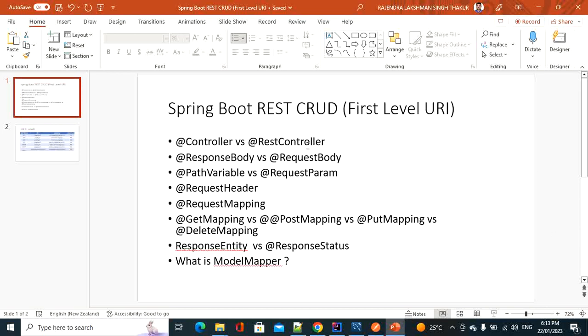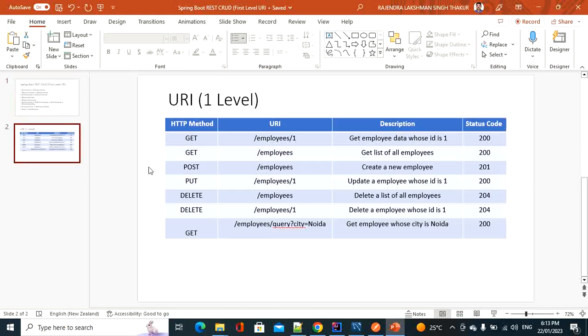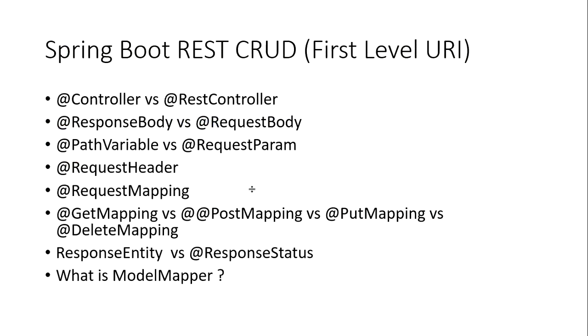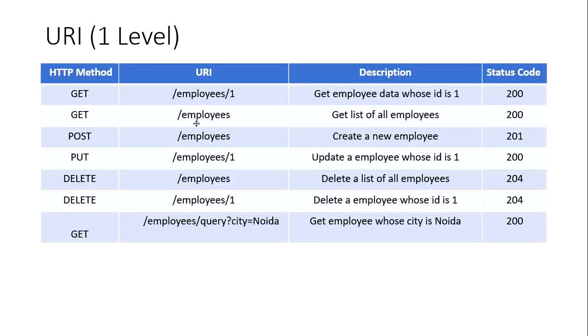Prior to that, let me also cover this point. Here I will be explaining the example with the employee table. I'm going to do all these operations. I'm going to fetch employee data whose ID is 1, so the URI will be something like this. This is a first level URI, because I'm going to do all operations only on employee, and not on its related entities.